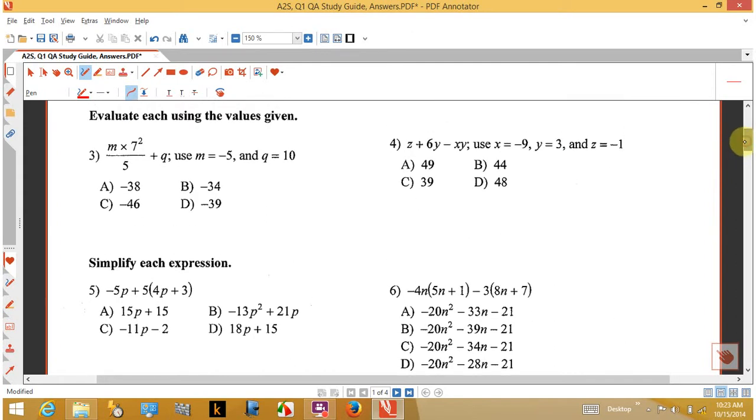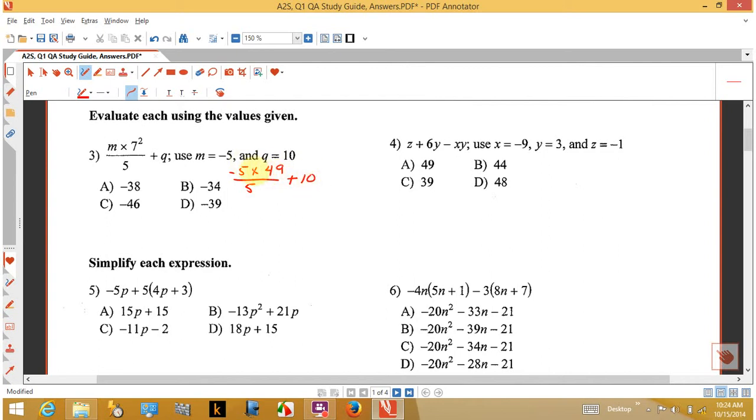Next problem is evaluate using the values given. So what I need to do is fill m in for this, and there's a q here, so let's not forget about it. So I have a negative 5 times 7 squared, that's 49, all over 5, plus q.